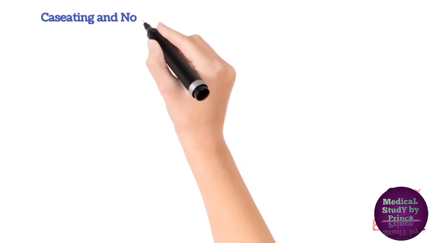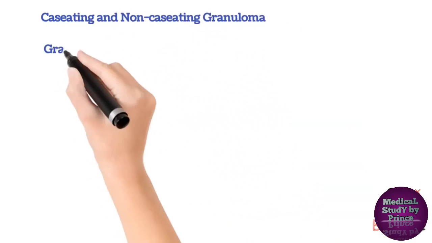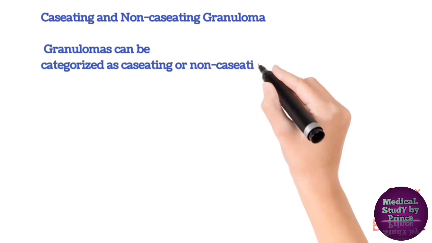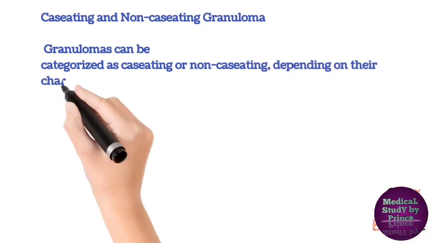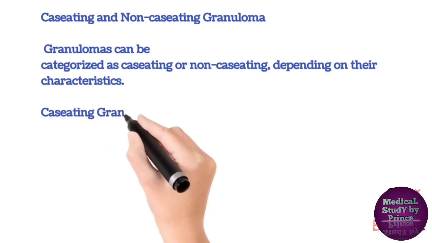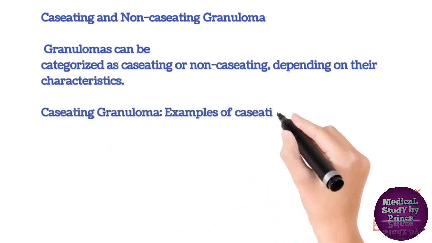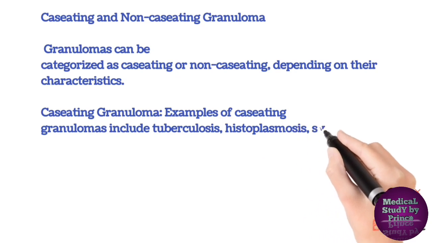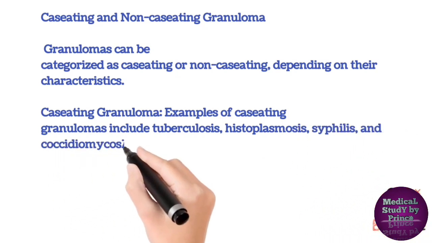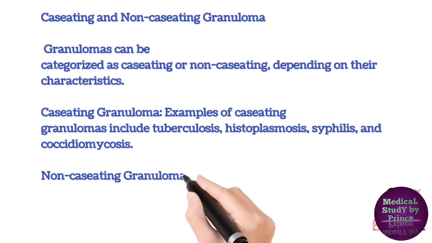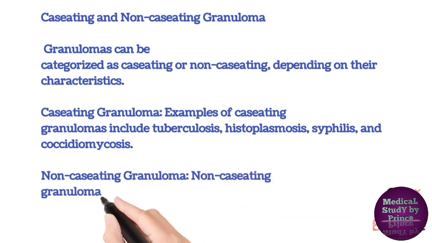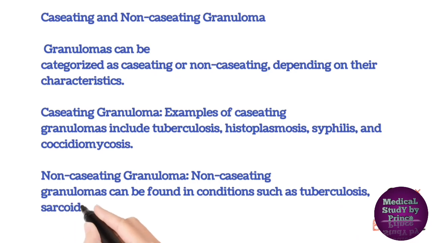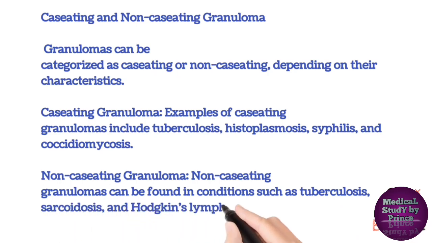Now the types of granulomas: caseating and non-caseating granuloma. Granulomas can be categorized as caseating or non-caseating depending on their characteristics. Examples of caseating granulomas include tuberculosis, histoplasmosis, syphilis, and coccidioidomycosis. Non-caseating granulomas can be found in conditions such as tuberculosis, sarcoidosis, and Hodgkin's lymphoma.